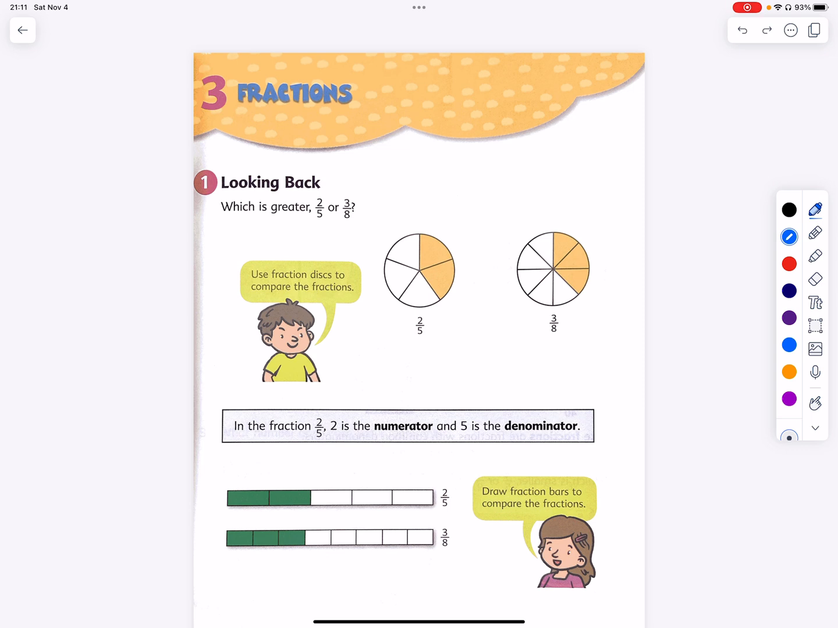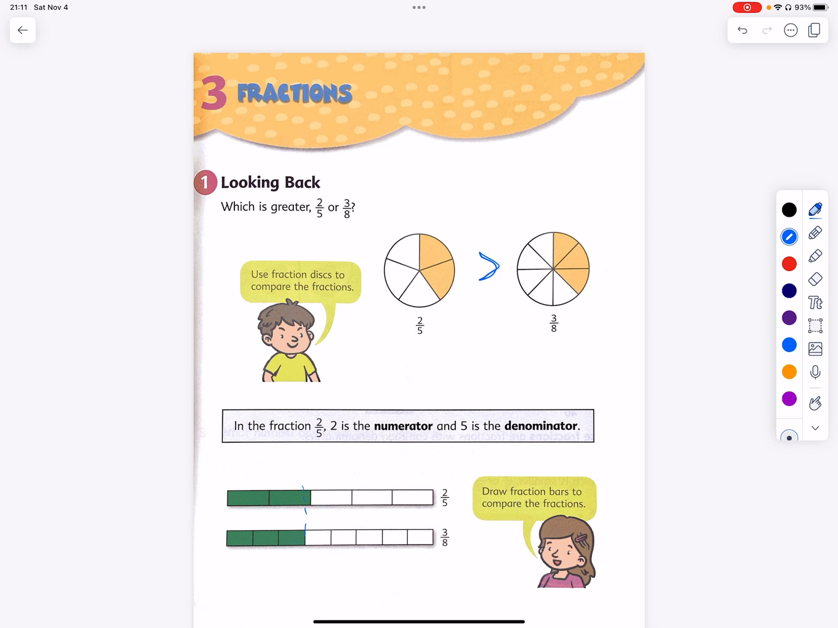Let's compare which is greater, 2 out of 5 equal parts or 3 out of 8 equal parts. Well, as you can see, they're giving you a visual model. They're giving you the circles like the pizza pies, and they give you the bar modeling. And in a way, it's difficult to say which one is bigger. Not that difficult, but we can see that 2/5 is greater. So we can say 2/5 is greater.